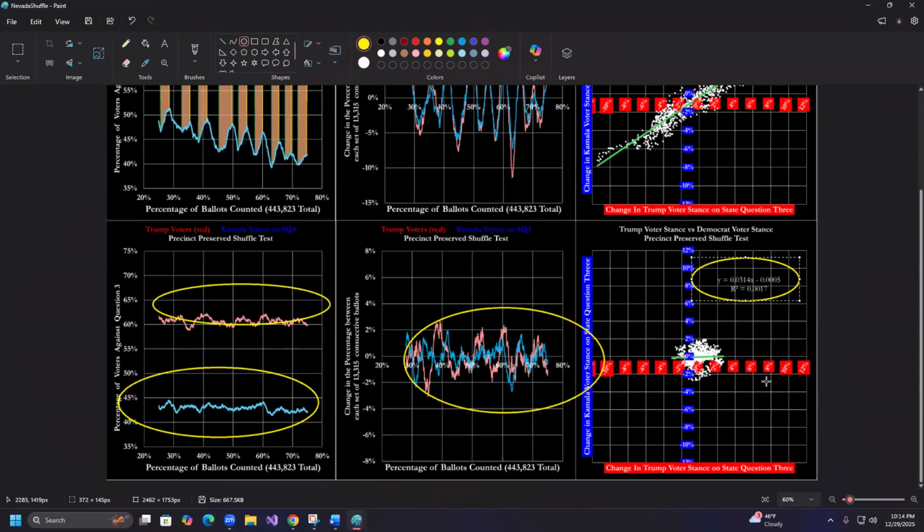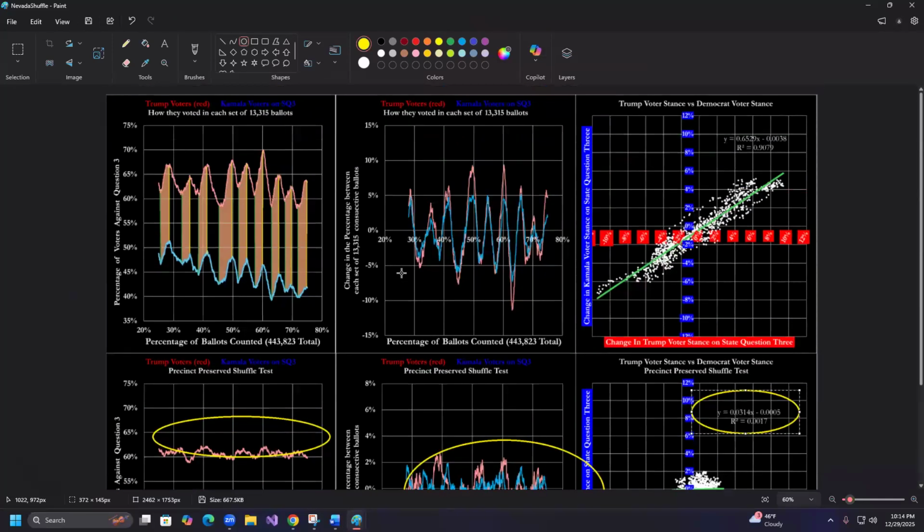Okay. Am I shocked that this is the result? Absolutely not. The idea that Trump and Kamala voters can telepathically communicate their stance between every consecutive batch of 13,000 ballots, regardless of which precinct or congressional district they live in, is absolutely absurd. And this is why they're so afraid of our case in Nevada.